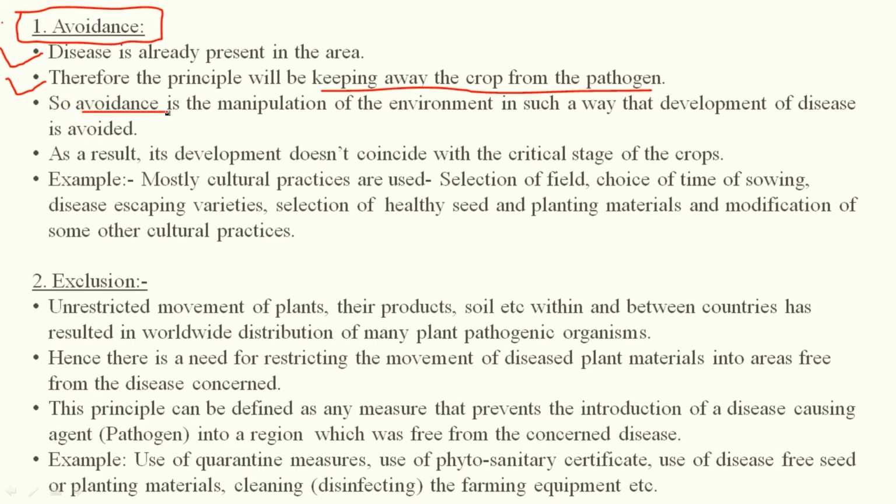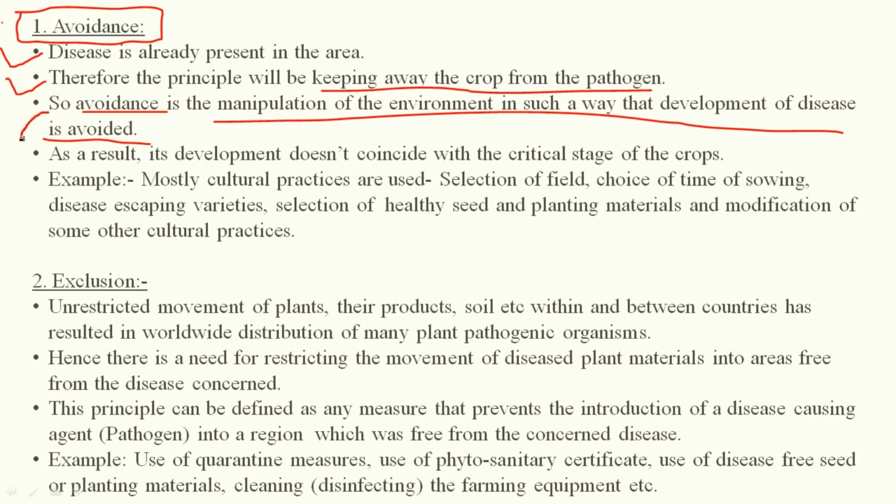So what is avoidance? What to do here now? Manipulation of the environment in such a way that development of disease is avoided. The disease pathogen is there in the field, the crop is there in the field, or the crop will come in that field. We will manipulate the environment, the habitat, in such a way that the pathogen won't come to the plant. The plant will be avoided by the pathogen due to some environmental manipulation. Okay, that one is what? Avoidance.